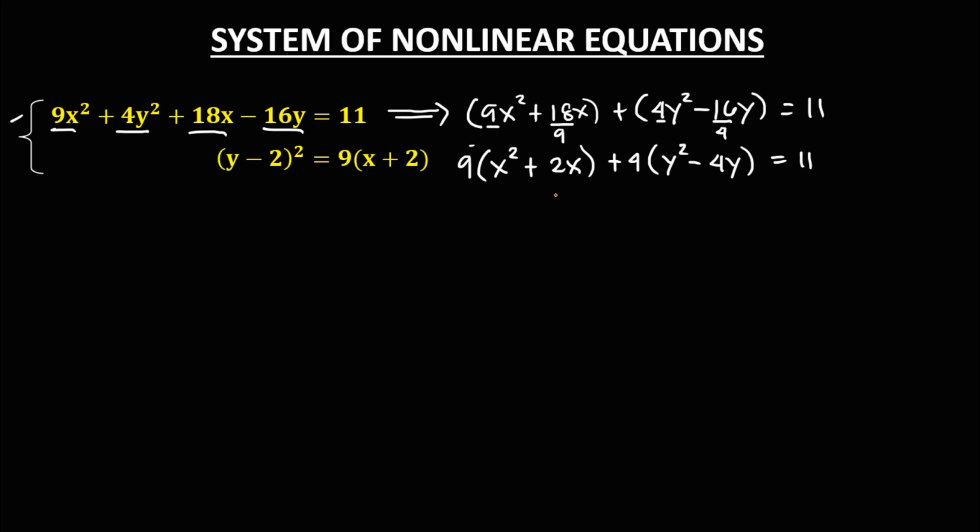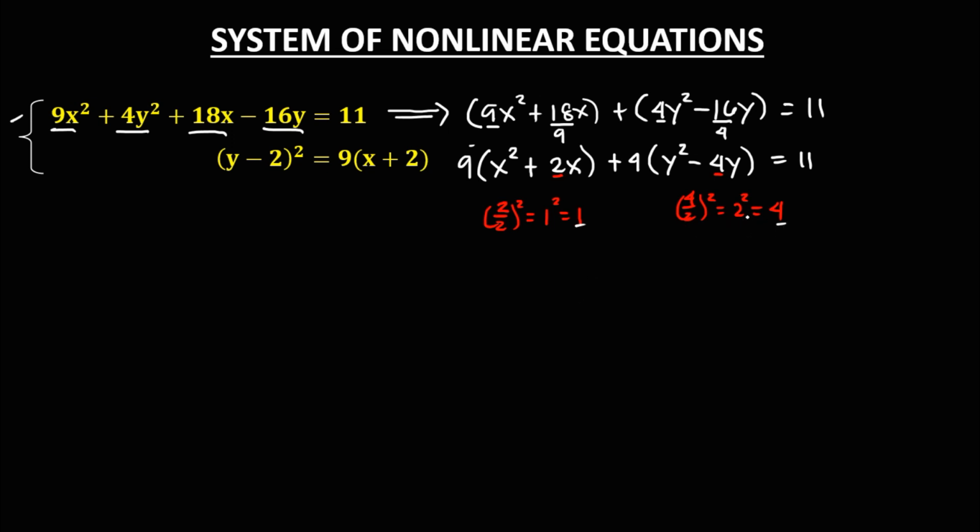Then do completing the square. So for x, we have 2. Divide that by 2, take the square. So this one is 1, and 1 squared, that's 1. And for y, this 4, divide by 2, take the square. So 4 divided by 2, that's 2 squared, equals 4.